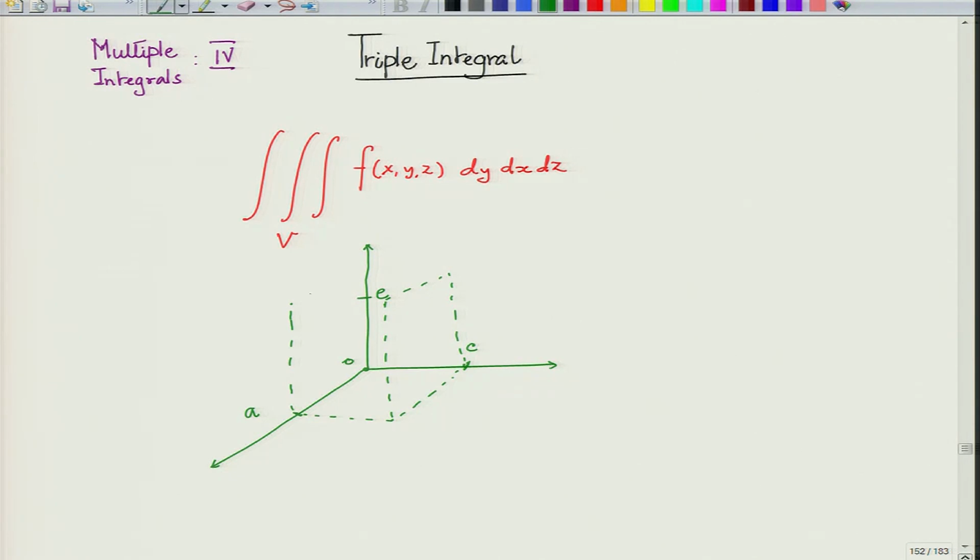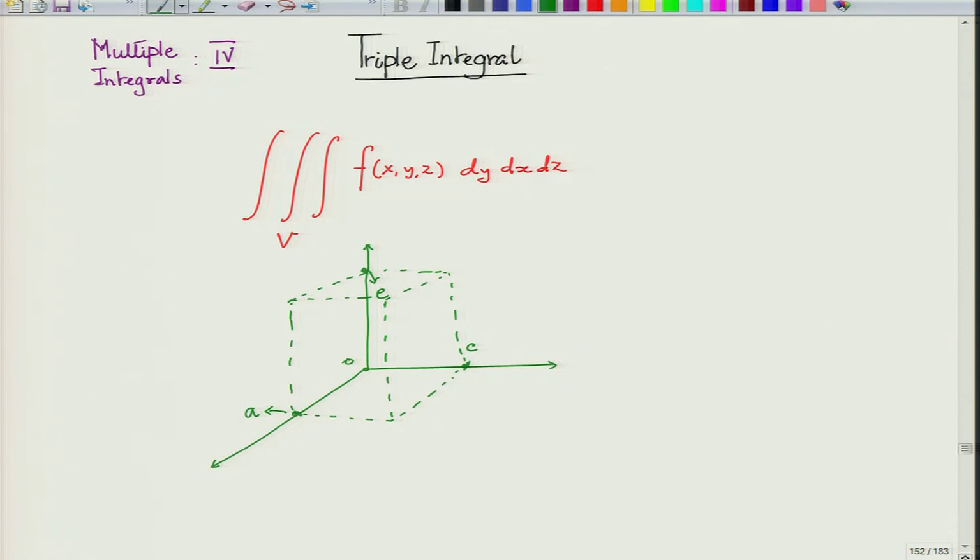So this is my height E, this is A, this is your C, this is your height E. This is my room, and at every point there is a different temperature. What I want to know is, what is the average temperature of the room?